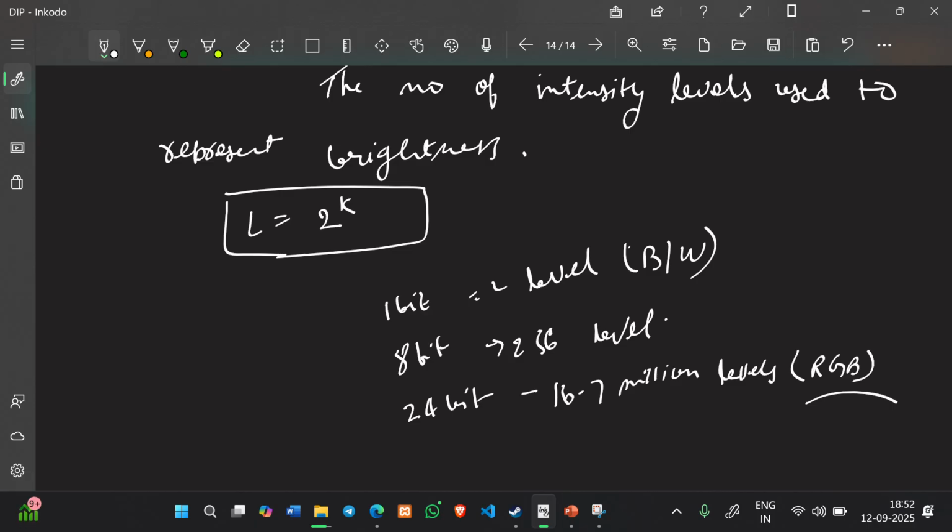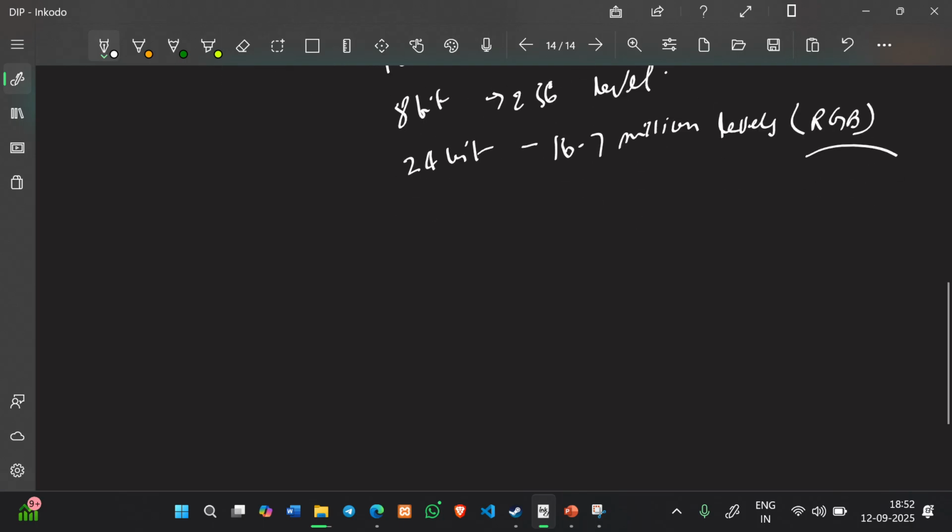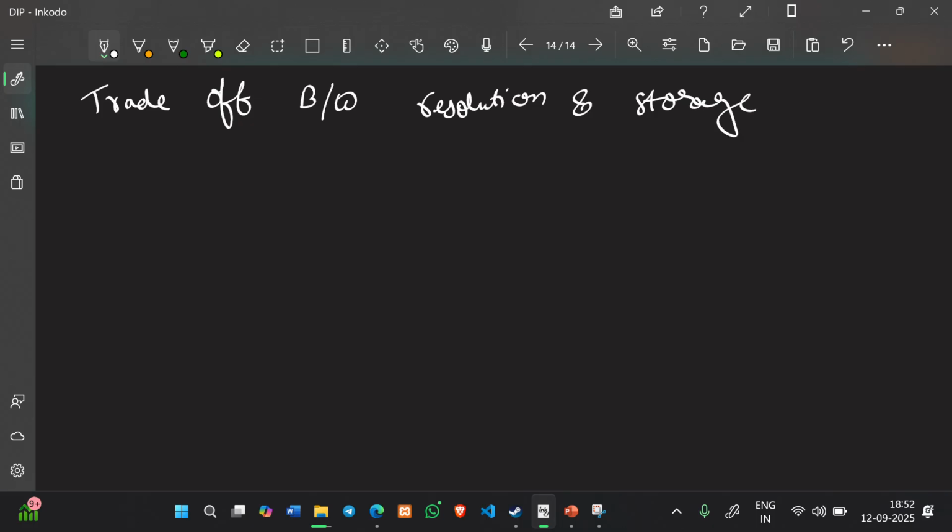So let's understand the trade-off between resolution and storage. Okay, so let me write it down. Trade-off between resolution and storage. Here, the more pixels, or you can say the sampling, the higher the spatial details. And more gray level quantization means smoother intensity details, but both require more memory and bandwidth.